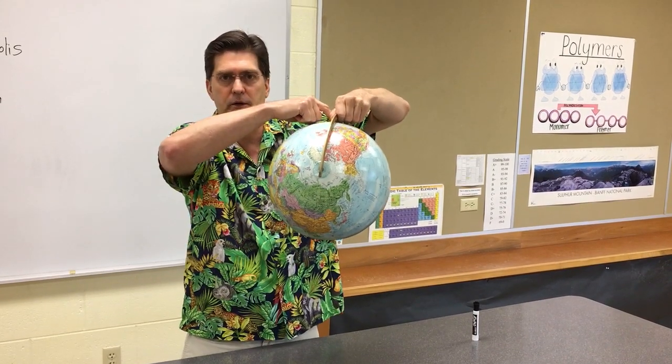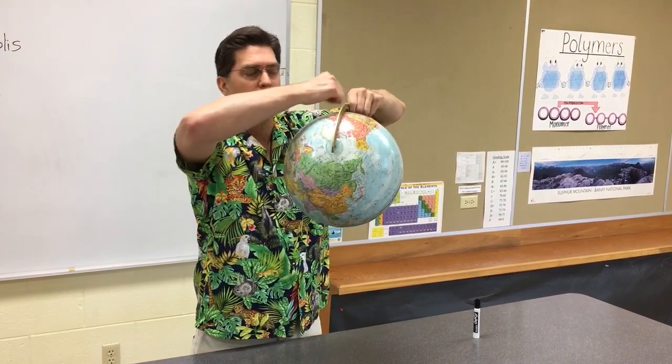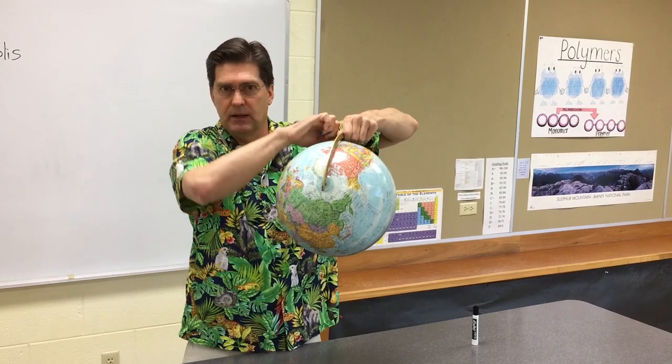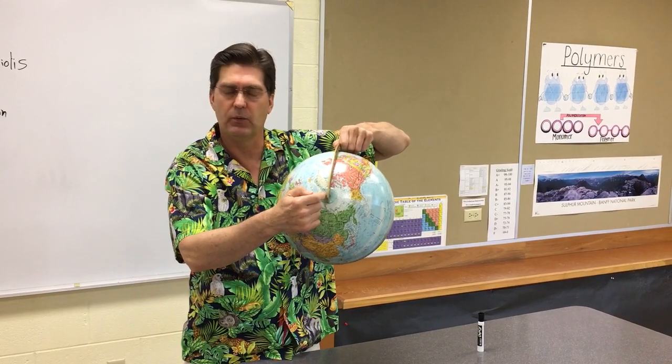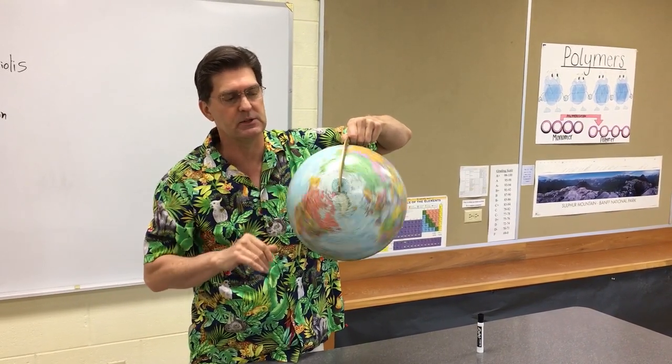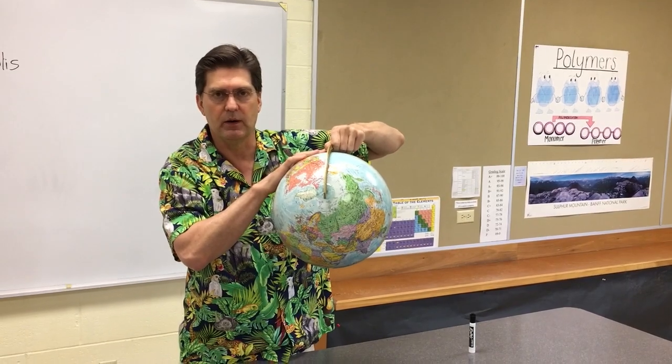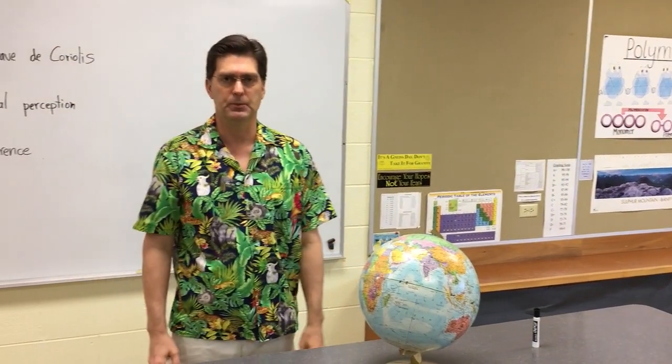So if you're at the equator, you've got to make the whole way around in one day. You go over 1,000 miles per hour. But if you're at the North or South Pole, you don't go anywhere. Watch this pole as it spins. It didn't go anywhere.